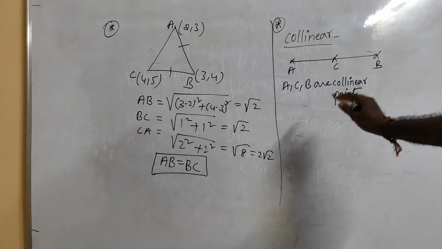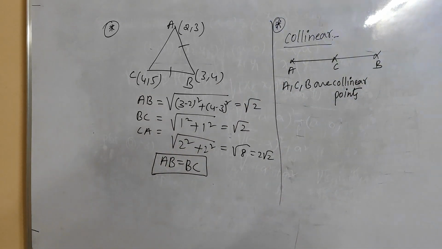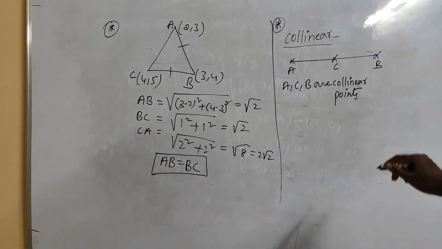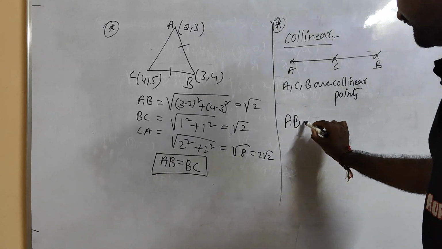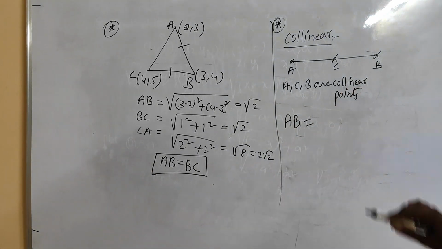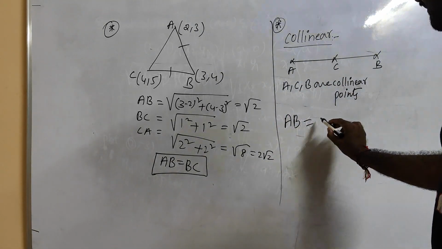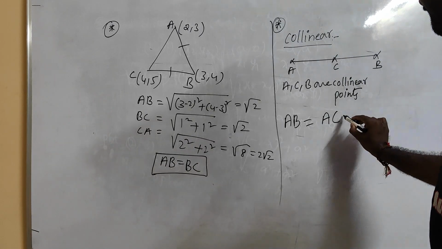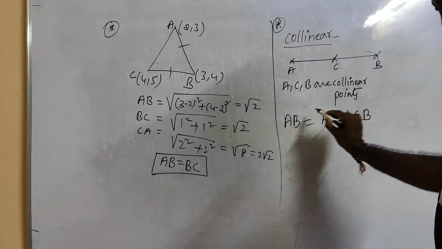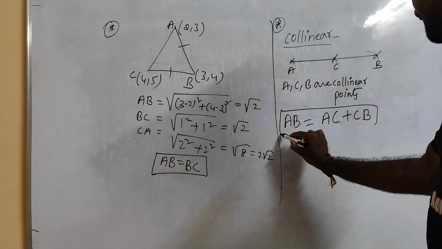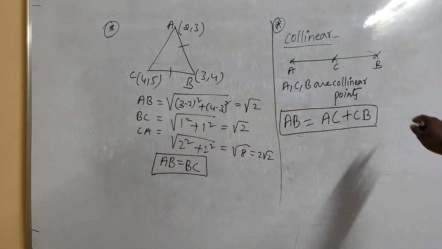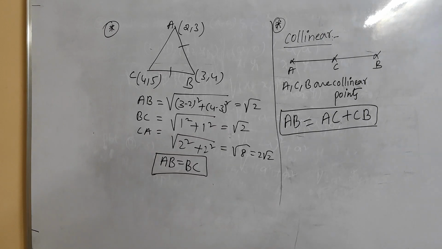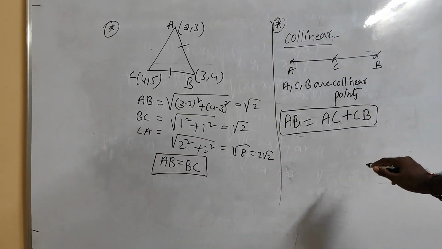So how is this collinearity related to the distance formula? If you observe carefully, find the distance of AB, find the distance of AC and find the distance of CB, using the diagram. If this is done, then those 3 points are collinear.